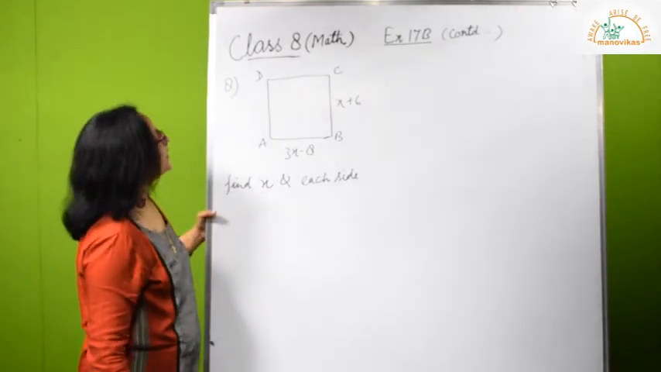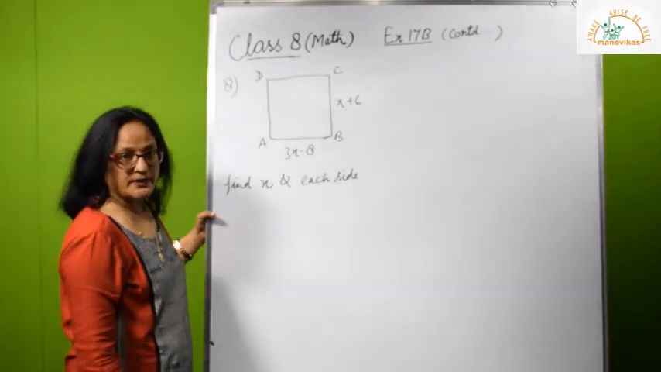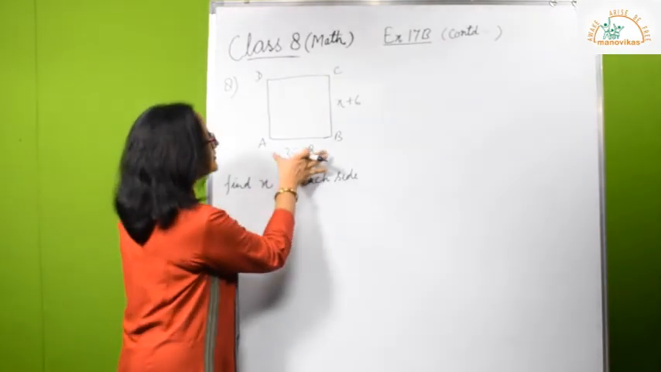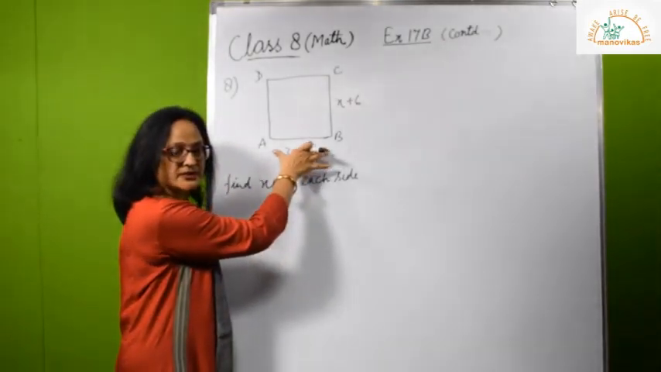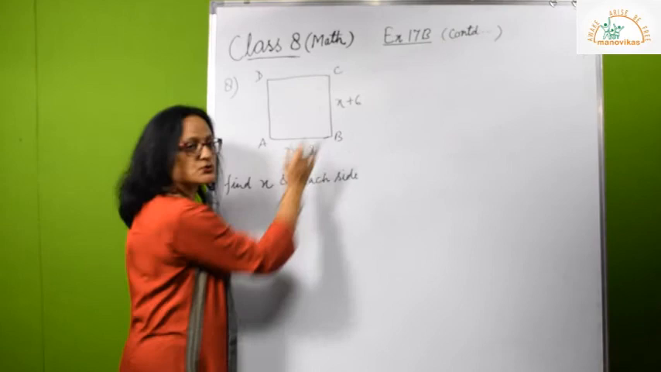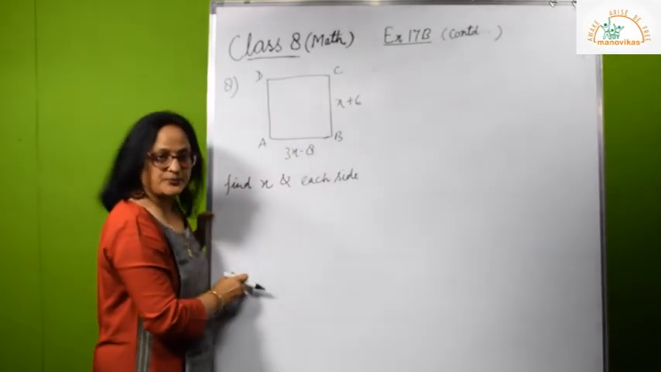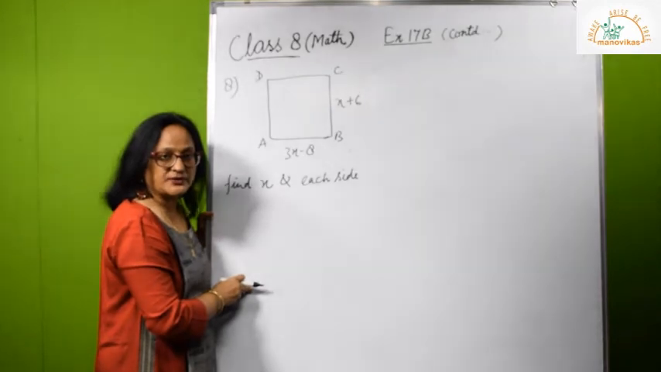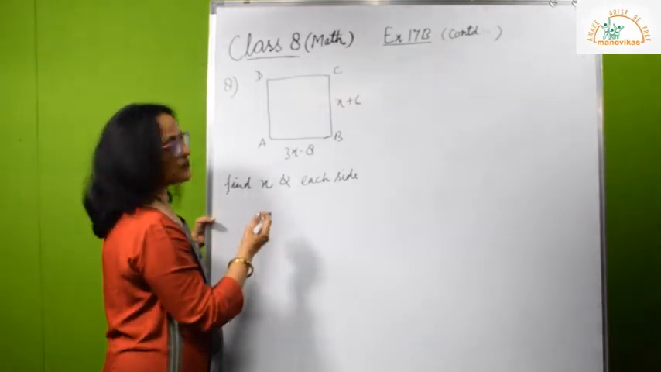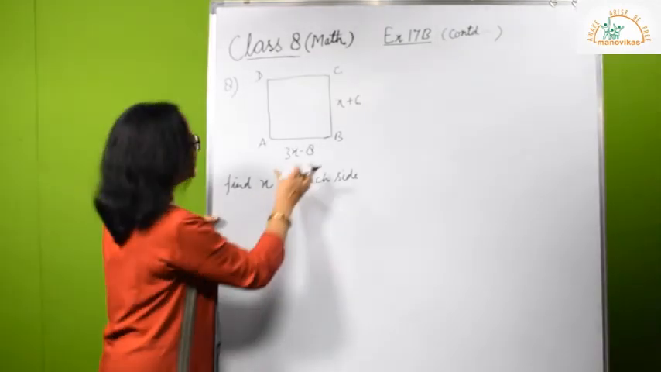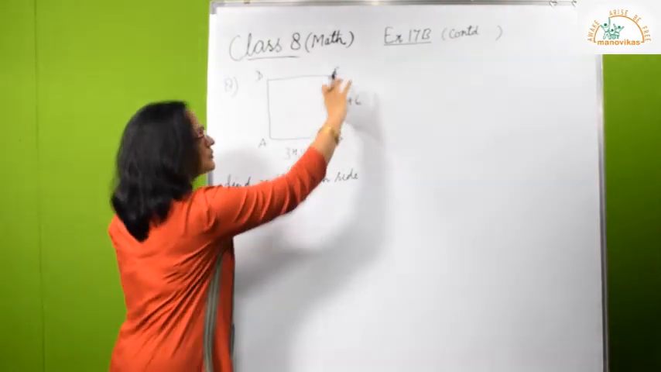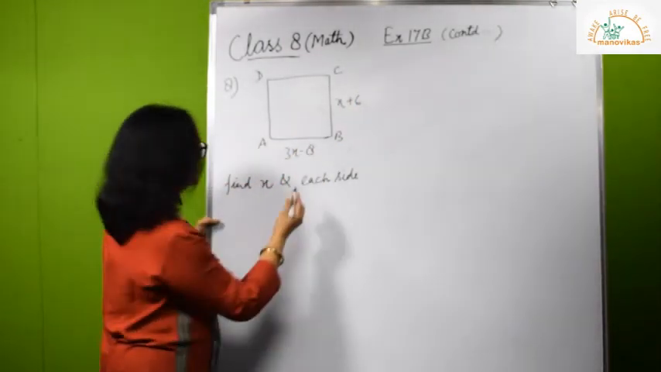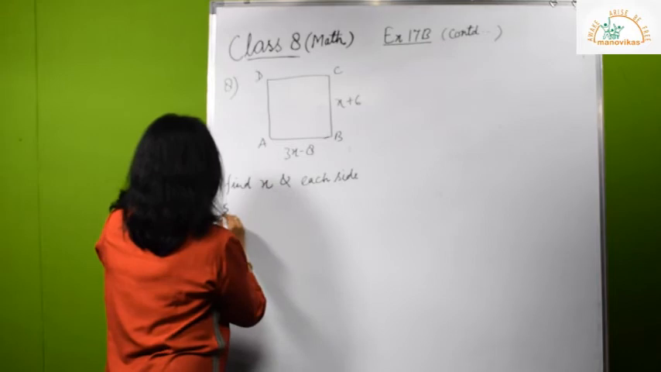Now again, you have to recall the property of a square. Which property? Side property. Why? Because here you are given the side of the square. So you will use the side property of a square. Do you remember what is the side property of a square? In a square, all the sides are equal. That means AB is equal to BC, right?